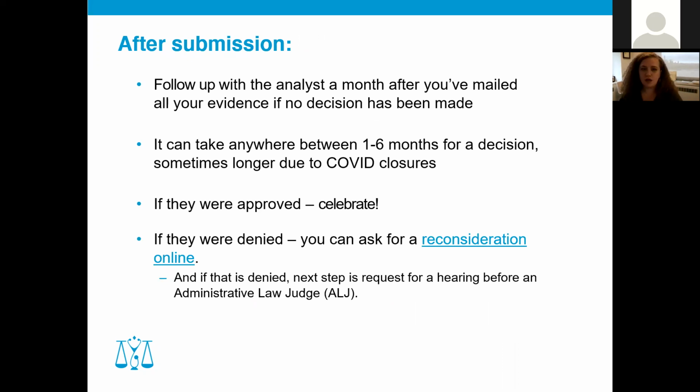After submission, you can follow up with the analyst in about a month after you mailed all the evidence if no decision has been made, but it can take anywhere between 1 to 6 months for a decision. Sometimes longer due to COVID closures. We have seen it take a very long time sometimes. Fortunately, with Terry and Cal, it's still being processed much faster, but for regular cases, it can take 1 to 6 months. If approved, celebrate. If denied, you can ask for reconsideration online. And if that's denied, the next step is to request a hearing before an ALJ.